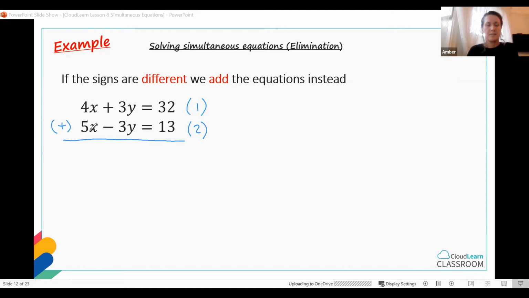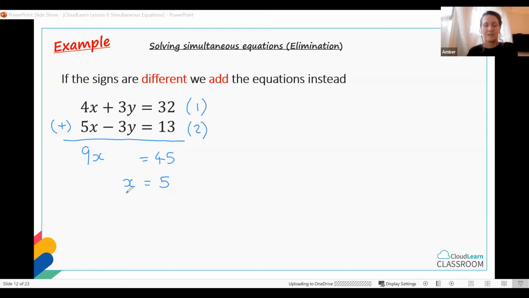So 4x plus 5x is 9x, plus 3y plus minus 3y is 0. They go away now. Okay, so that's become 0. And 32 plus 13 is 45. There we go. And then we're going to solve that. So now we can say if 9x is equal to 45, x is equal to 45 divided by 9, which is 5. So that's step 3.